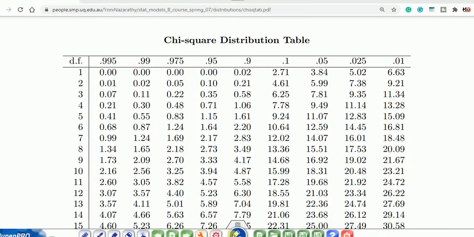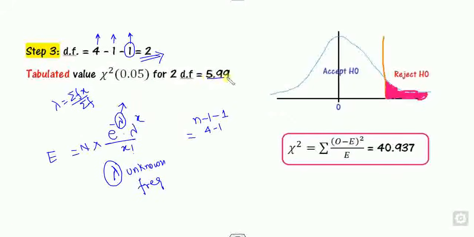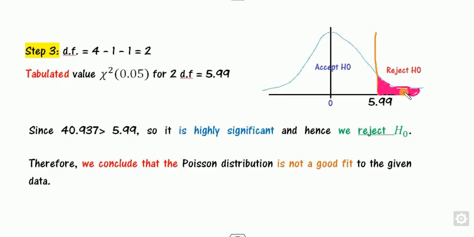Now look, the tabulated chi-square value for degree of freedom 2 at 0.05 is 5.99. So this value is my critical value. Now compare where 40.9 lies. It lies outside the acceptance domain. So it means this is rejected. This value is greater than the critical value, so it is rejected. So we can say the Poisson distribution is not a good fit.